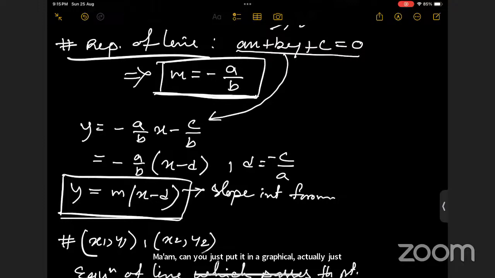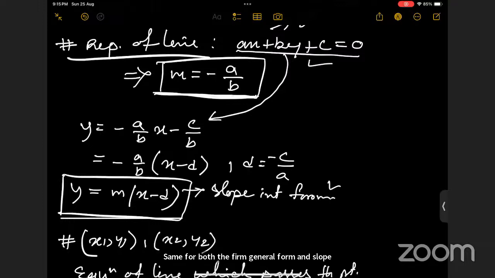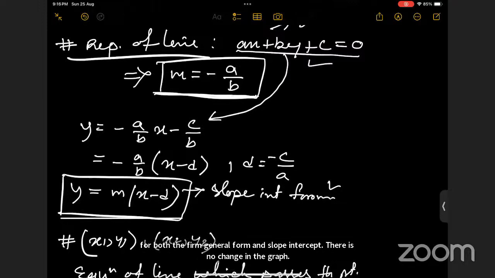What is the slope intercept form? It's not a graphical thing. The thing is, we have a function and the graph will be the same, whether it is in general form or in slope intercept form. The graph is constant. The graph will be the same for both forms, general form and slope intercept form. There is no change in the graph. But it is a way of representation.